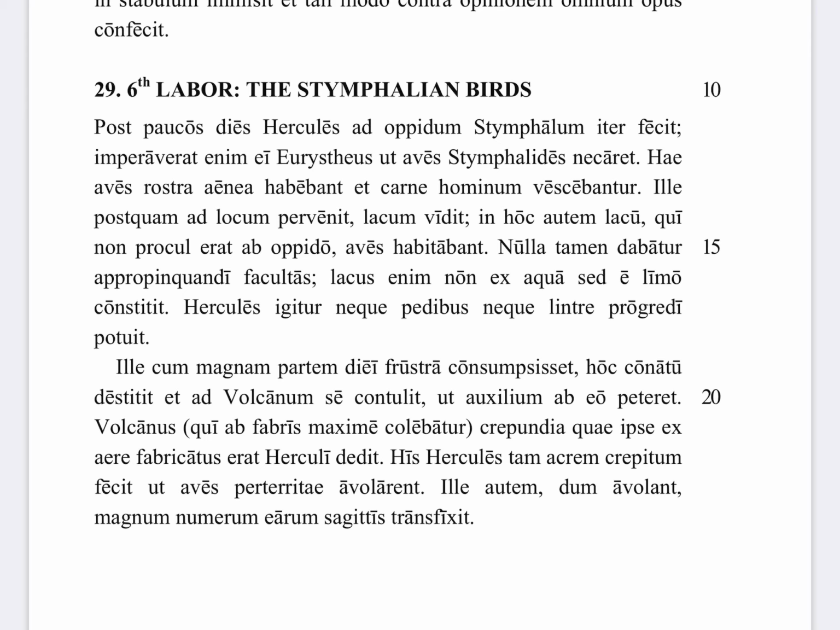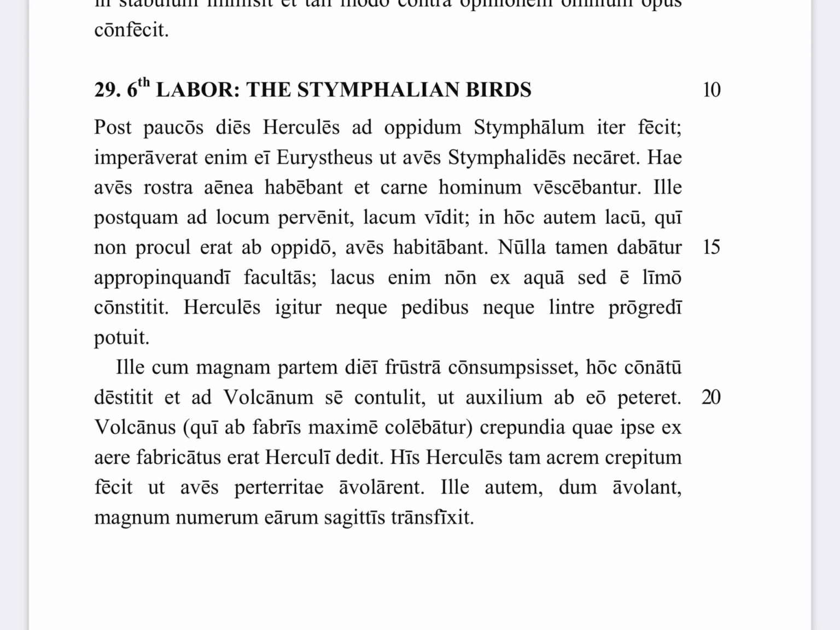Nulla tamen dabatur appropinquandi facultas, nevertheless, no opportunity, nulla facultas, of approaching, appropinquandi, that's a genitive of the gerund. Notice the nd marking the gerund and the long i genitive singular neuter ending. So no opportunity of approaching, nevertheless, was given, was granted, dabatur.